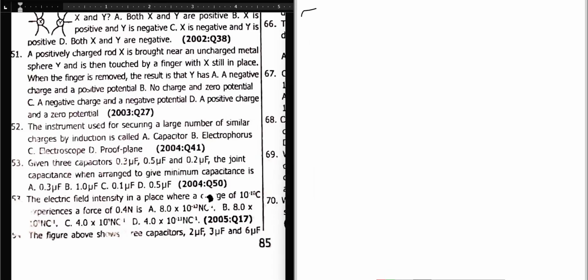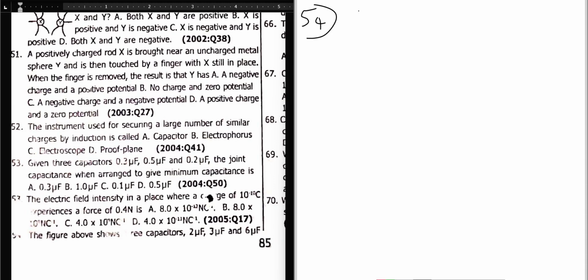54. Question 54 says the electric field intensity in a place where a charge of 10 raised to the power minus 10 experiences a force of 0.4. What is the electric field intensity?